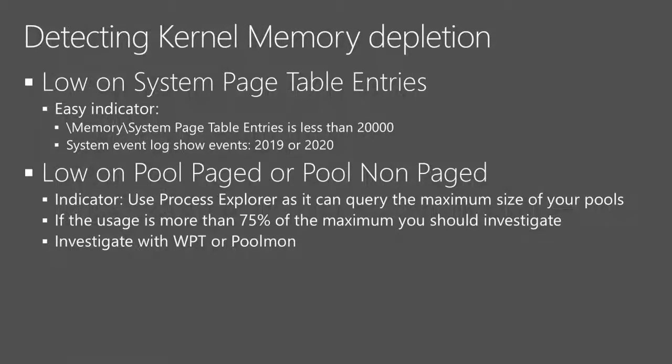There's two different types of memories that the kernel uses. It uses a pool that's called non-paged pool. That means that it has to always stay in the physical memory. And then there's a paged pool, which means that it can be paged on the disk if needed. And you can run out of either of these.